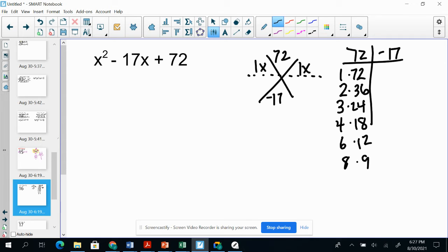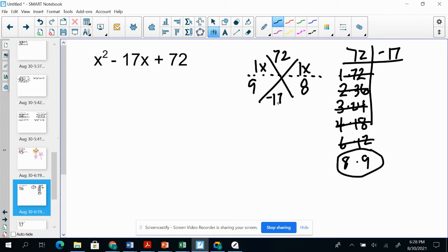1 and 72 are never going to give me 17. 2 and 36 would give me 38 or 34. 3 and 24 would give me 21 or 27. So this one won't work. Will not work. 4 and 18 is 14 or 22. So this will give me 6 or 18. But these guys, if I added them, I could get 17 if they were both negative. So we're going to put 9 in the front because I like to put the big one in the front, little guy in the back.